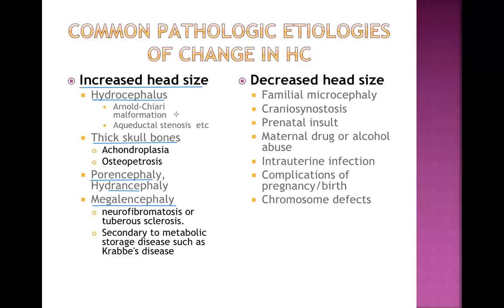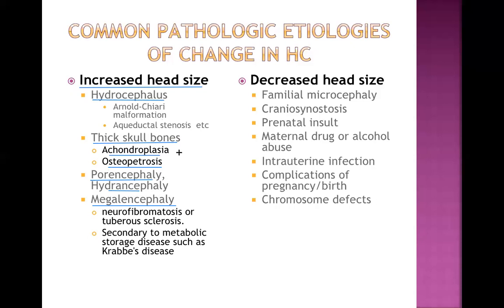Now, Arnold-Chiari malformation occurs at the region of the fourth ventricle. It is associated with cerebellar problem, so there will be hydrocephalus. Another important cause is thick skull bone. Common disorders are achondroplasia and osteopetrosis.